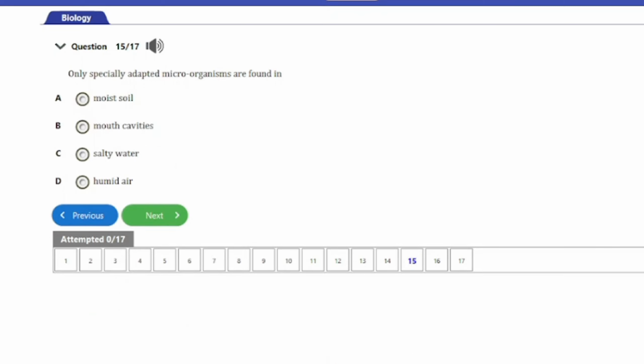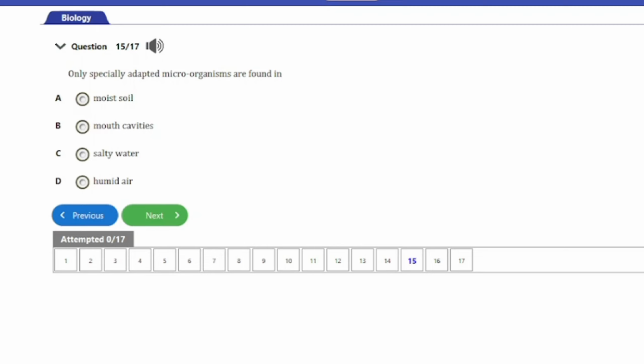Let's go ahead and consider the next question, guys. So that's question number 15 here. It says, only specially adapted microorganisms are found in A. Moist soil, B. Mouth cavity, C. Salt water, D. Humid air. So guys, the answer to this question is option C, and that's salty water. Only specially adapted microorganisms can be found in salty water. So that's it for that question.